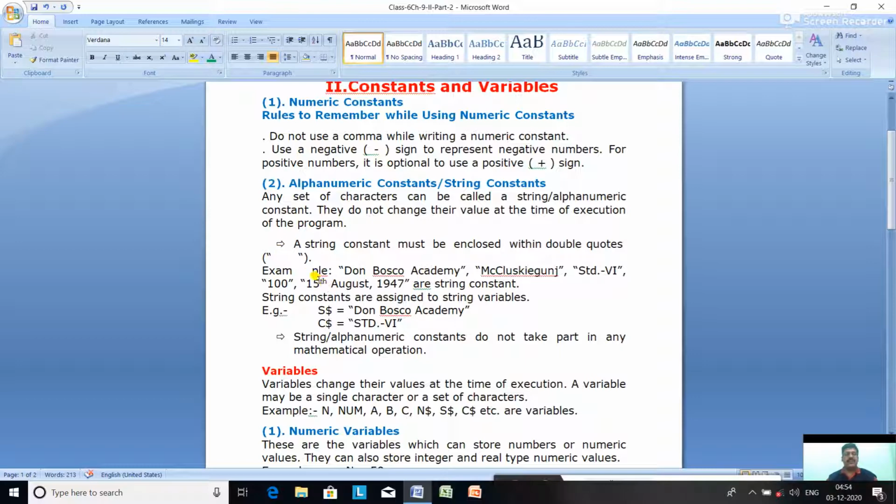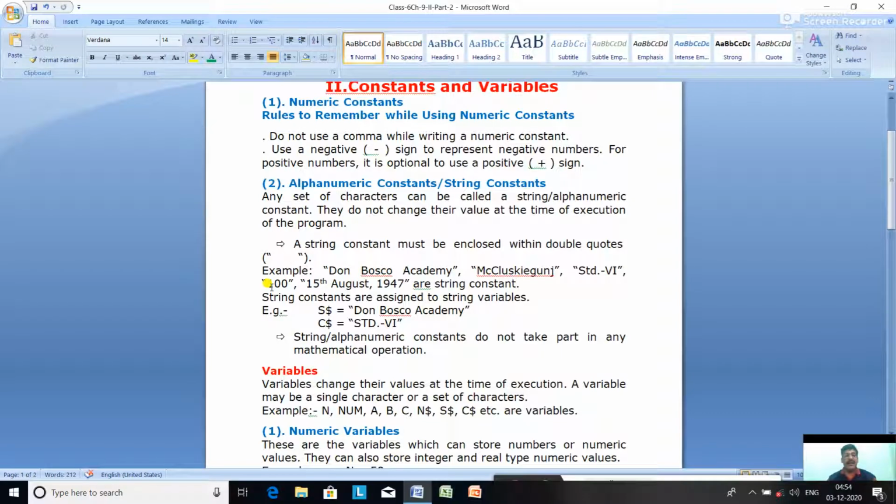So for example, see this: "Don Bosco Academy" is within double quotes, so it is a string constant. "McCluskey Girls" is within double quotes, so it is a string constant. "Standard 6" is within double quotes, so it is a string constant.